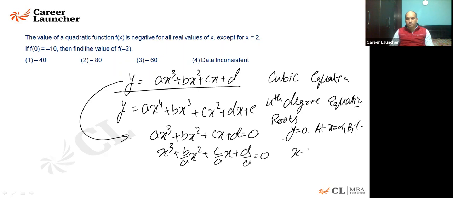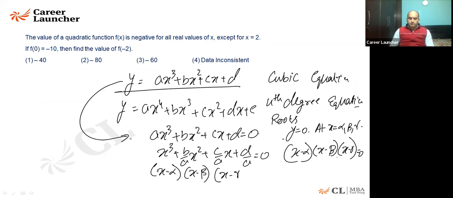And you got three roots. I know x minus alpha, x minus beta and x minus gamma will come out to be 0. I'll put it here. Both of them are the same. If you expand this equation, please allow me to expand this one.